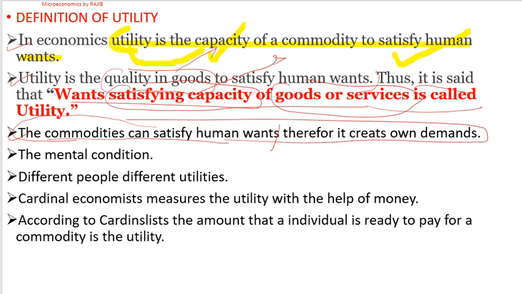So next, about utility, you have to remember it is a mental condition, or you may say it is a psychological condition. It is a psychological condition, so you have to remember.